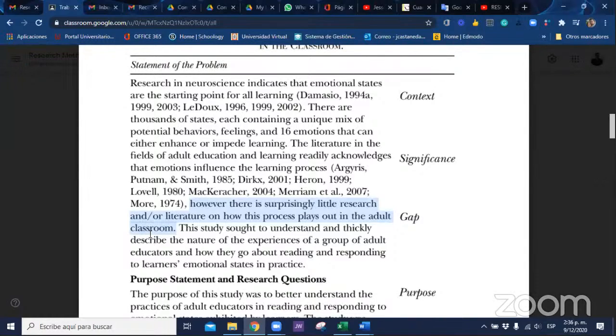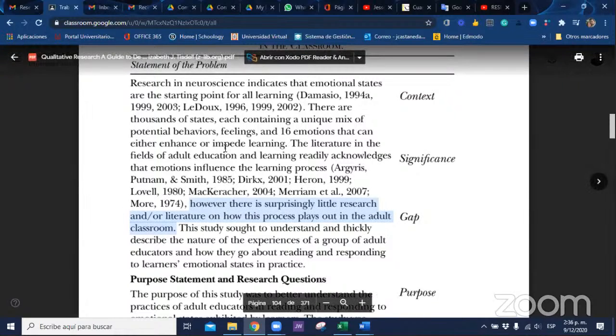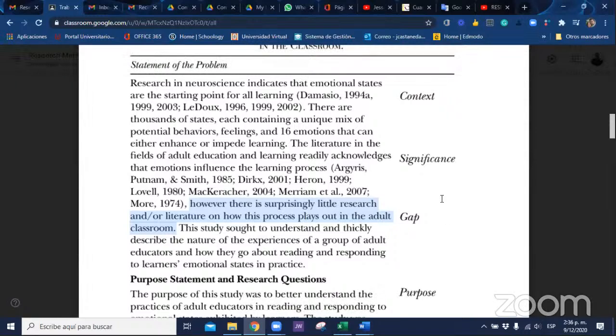So there is an advantage that we have because there is little research. If there is more research about the topic that we have to analyze, we have to determine what the gap is from the literature or from the context, right? So that's the other alternative. Yeah, do you understand?